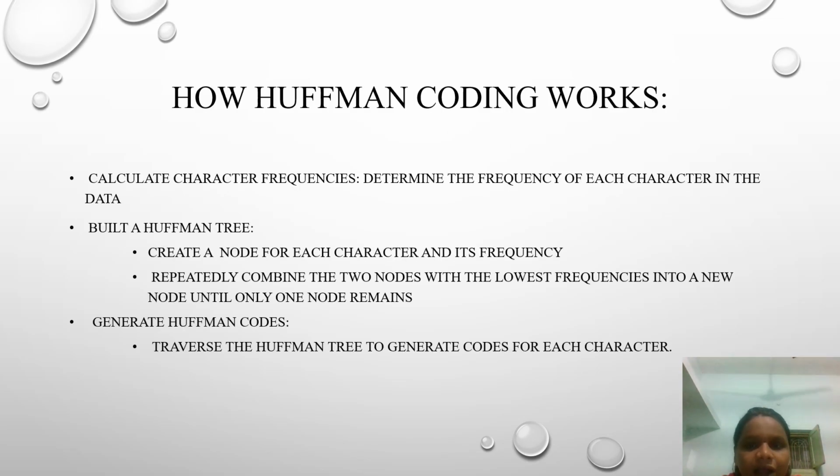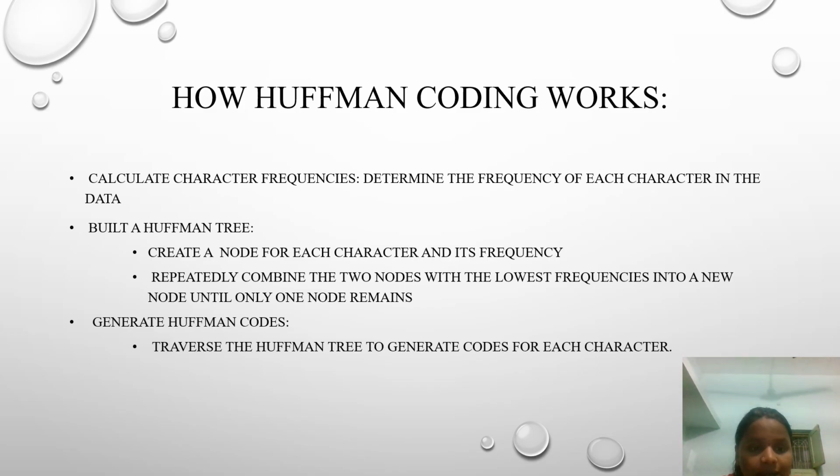And how does Huffman coding work? At first, we are calculating the character frequencies, which means we are calculating which character comes how many times, whether one time, two times, or three times. It means only calculating the character frequencies.